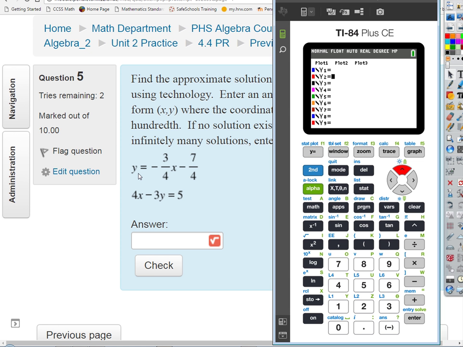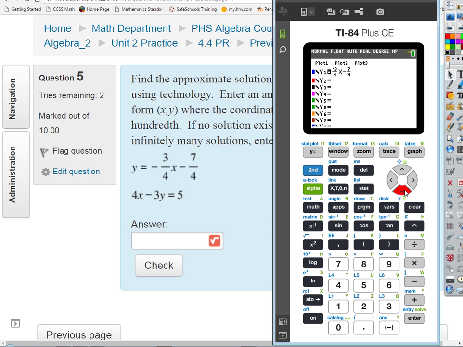Now, one little trick I always do, you could use the fraction template if you want to. You don't really need to. Well, I'll use it once just to remind you how that works. So we go alpha f1 gives me the fraction template. And so I get, I should put the negative out front, but it's okay if I put it on top. Negative 3 over 4, or I could say negative the fraction 3/4 times x minus 7/4 is the first line.